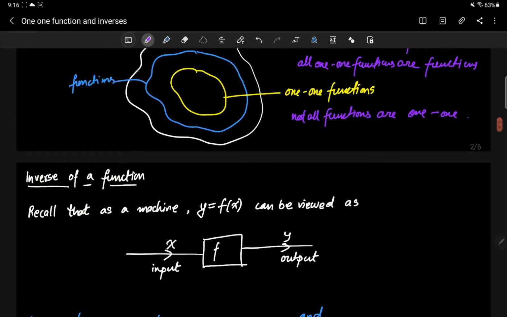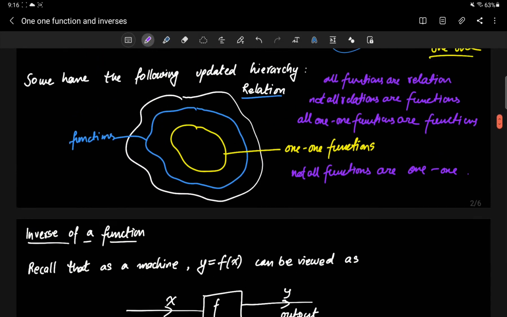Everyone, at this point we've looked at what a 1-1 function is, and we saw how we have this updated hierarchy where we have relations, and then we have functions, and then we have 1-1 functions. So going from relation to function means that we require that every input has exactly one output, and then from there to 1-1 function means that we require that every output is associated to a unique input, and that's why the name 1-1, meaning one output for one input and one input for one output.